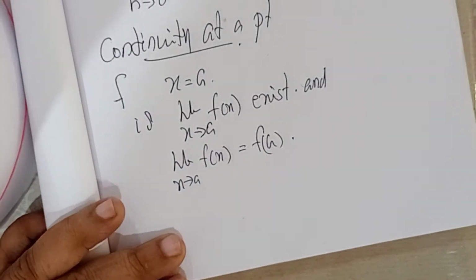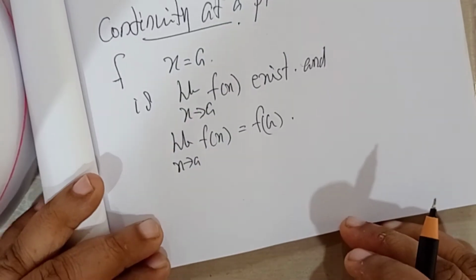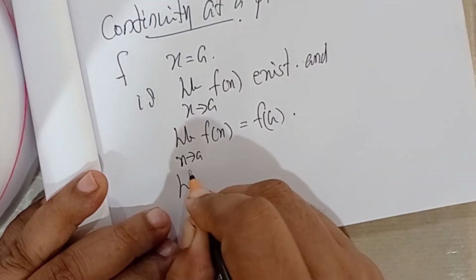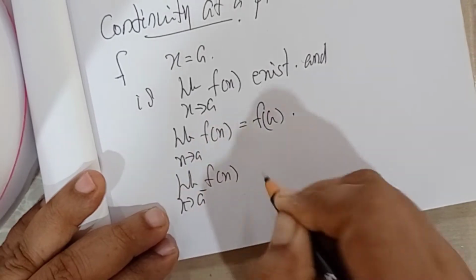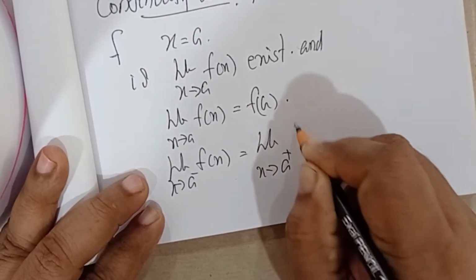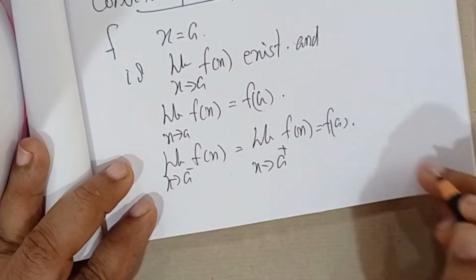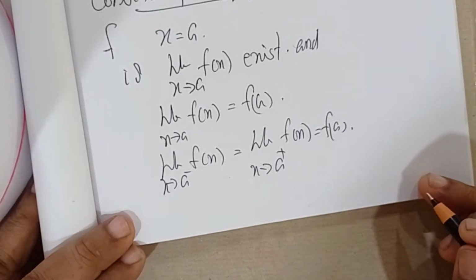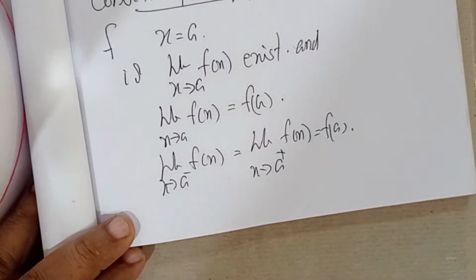In other words, we repeat the same point. If limit x tends to a minus f(x) equals limit x tends to a plus f(x) equals f(a), then we can say that the function f(x) is continuous at x equal to a.